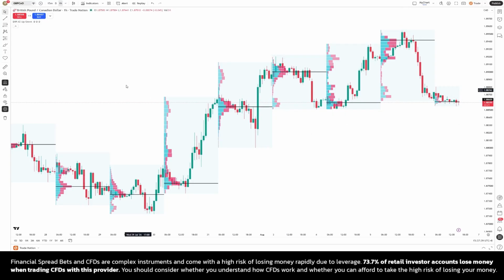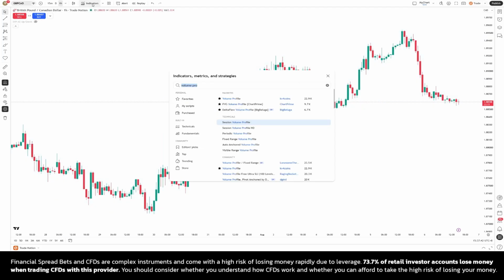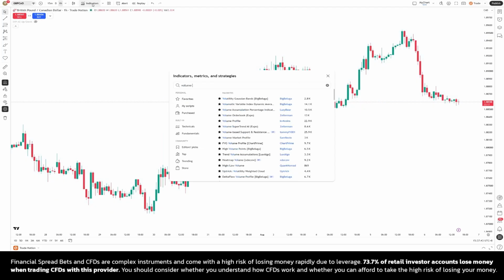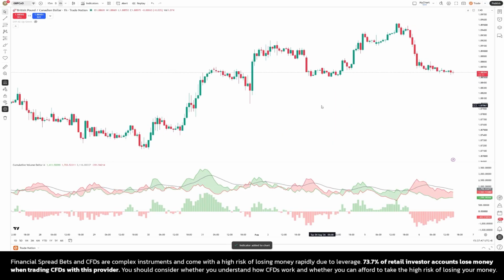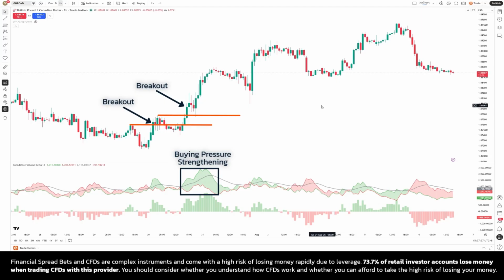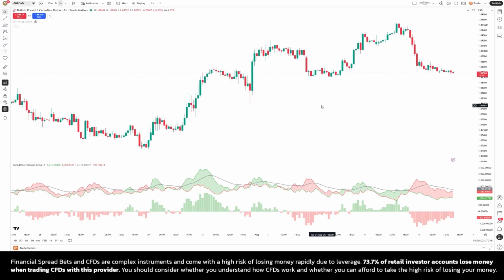You can then add a cumulative volume delta style indicator or a buy and sell pressure tool from the public library to judge whether aggressive participation is supporting the move. If price is pushing higher but the delta reading is flattening or weakening, that can suggest the move is losing sponsorship. If price breaks a key level and participation expands with it, the case for continuation becomes stronger. The same logic applies when price is moving lower.